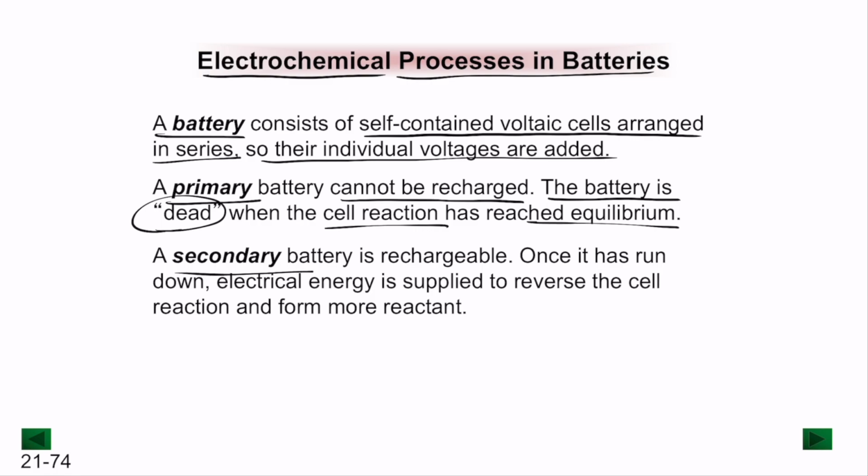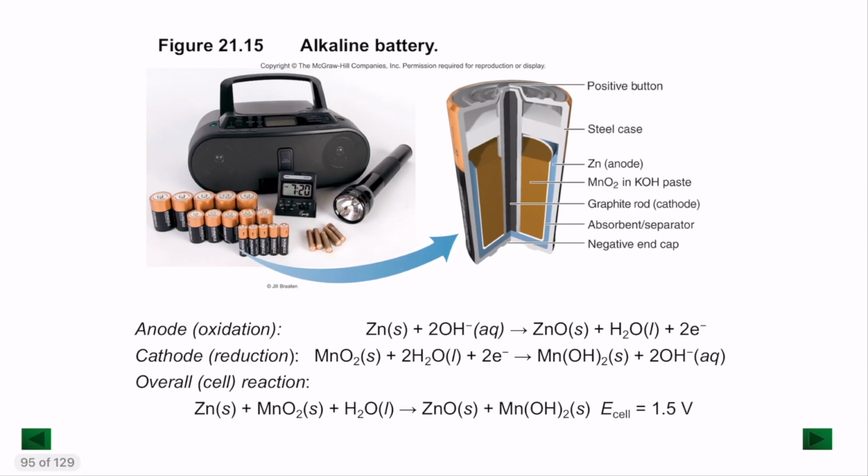A secondary battery is a rechargeable battery. Once it has run down, electrical energy is supplied to reverse the cell reaction and form more reactant. This is an example of an alkaline battery. An alkaline battery generally consists of a graphite rod acting as the cathode, and you have manganese oxide in a potassium hydroxide paste inside the material, and you have a zinc anode on the outer shell.